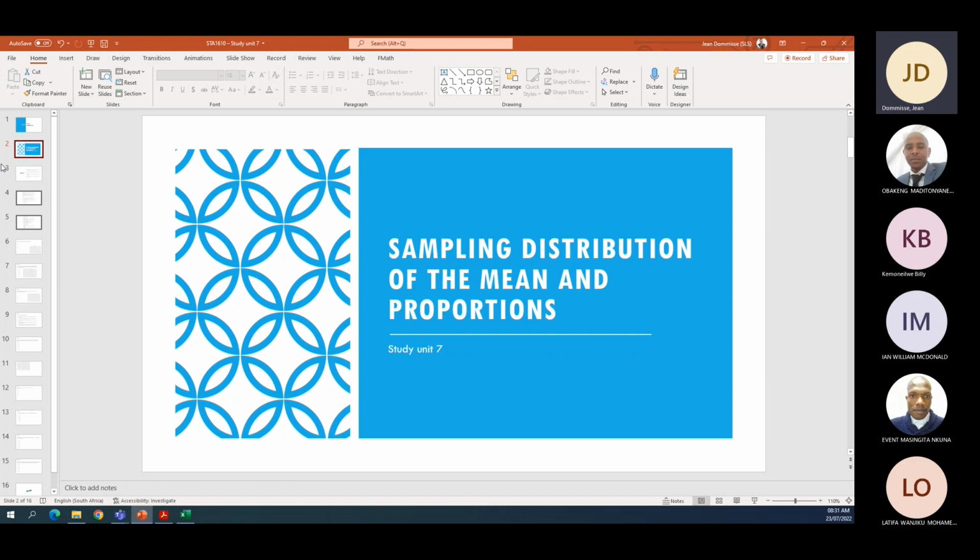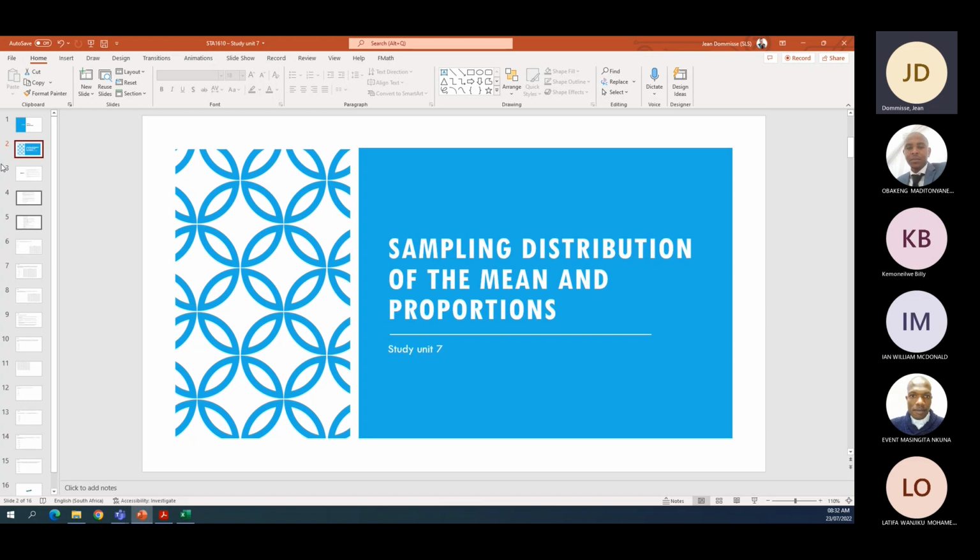This will be focused on things like standard error that they like to ask in your assignments probably and in the exam. So when we get there, I'll just show the differences in that as well. But basically for this study unit, we need to know the difference between how to calculate the distribution for mean and then the distribution for proportion.